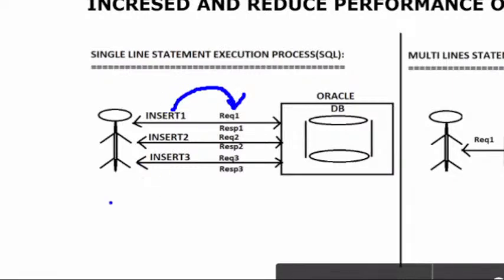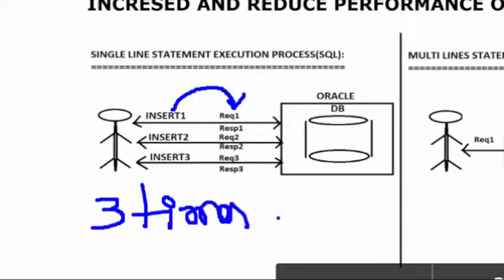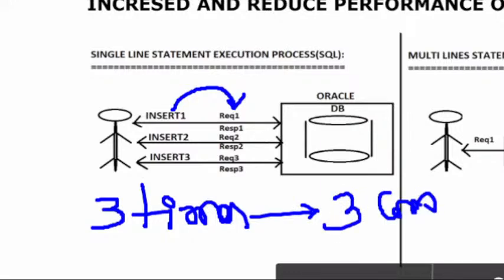So how many queries did I send here? 3 times I'm sending my insert query. In these 3 times, what happens? 3 compilations happen. How many compilations? 3 compilations. So for each and every query, individual compilations happen. Okay? So individual compilations, 3 times, 3 compilations.